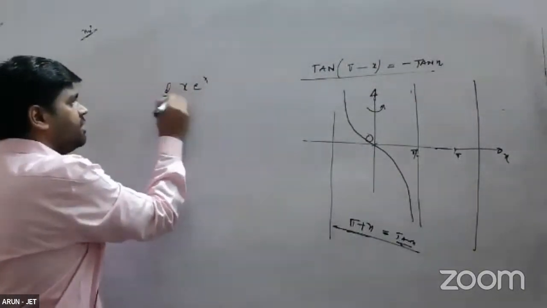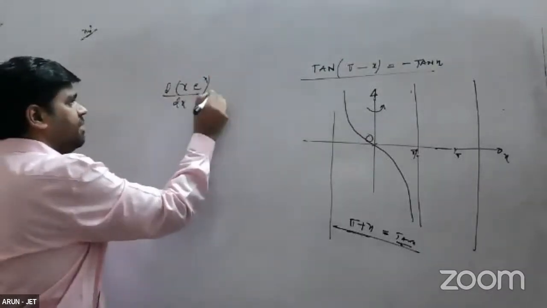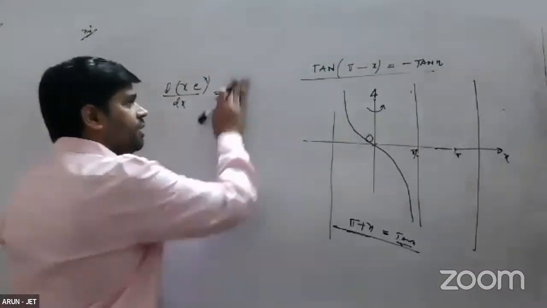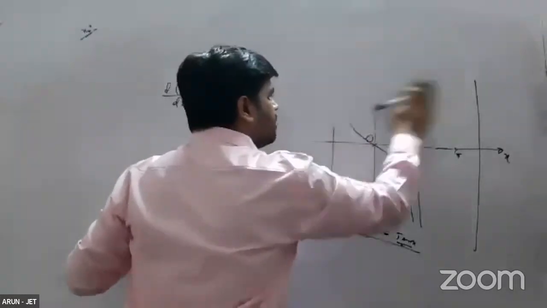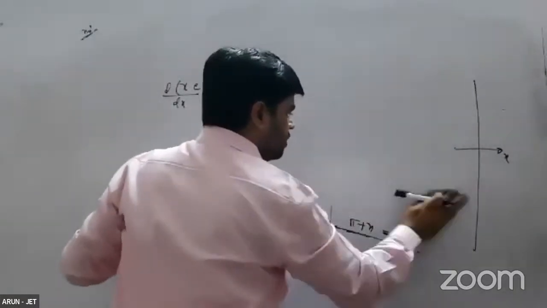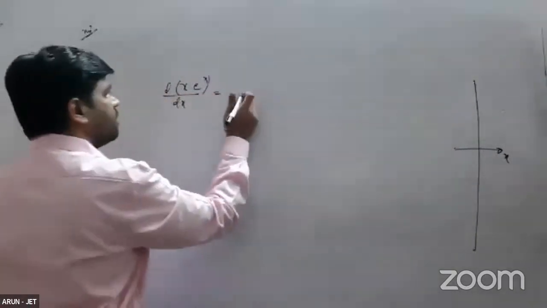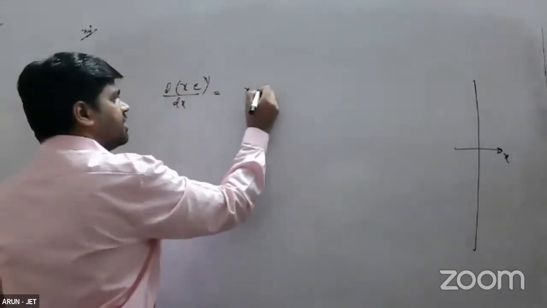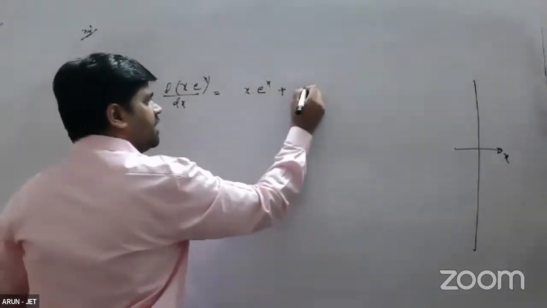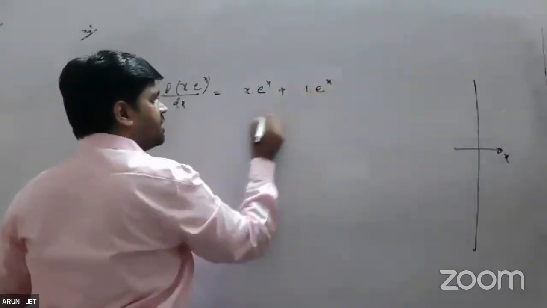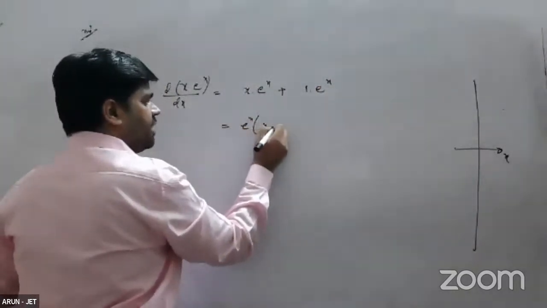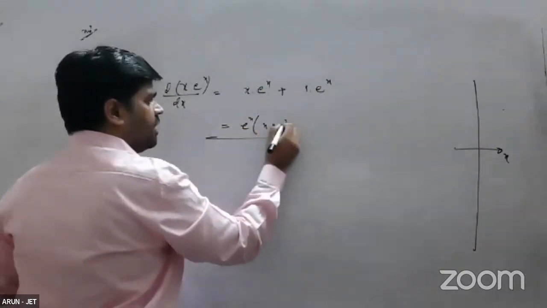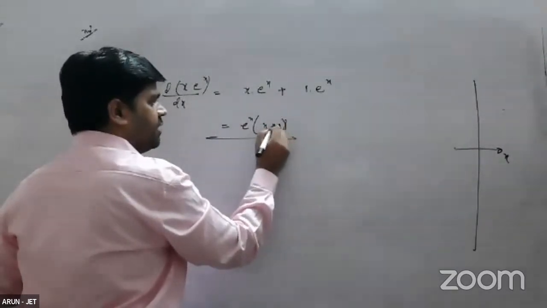Now I'll just complete the other two questions which you have. x e power x. d/dx of x e power x. I use the product rule. x into e power x plus 1 into e power x, which is e power x into (x plus 1). That is the answer. That's all.